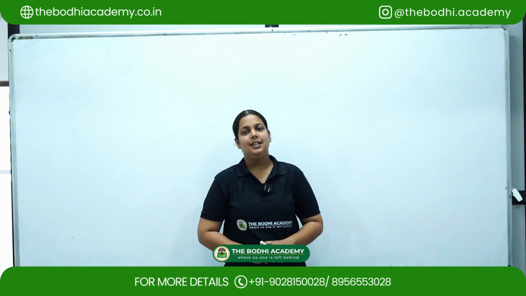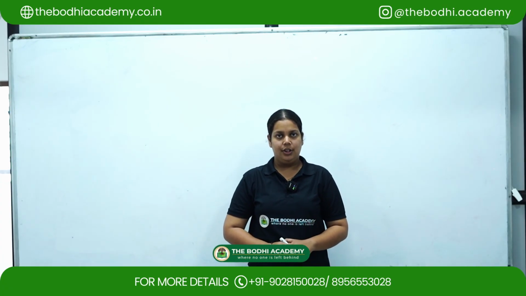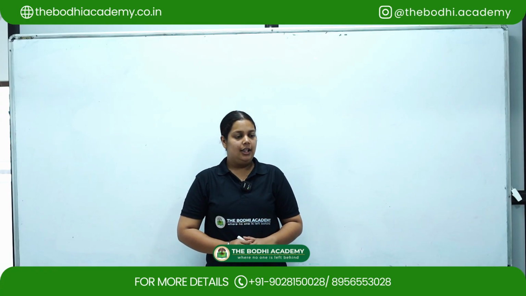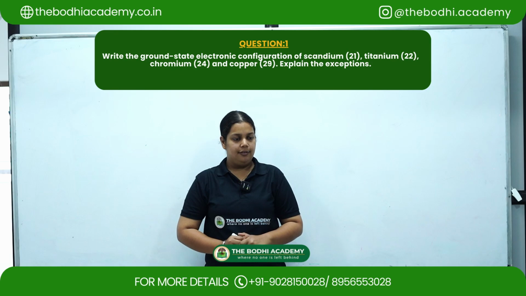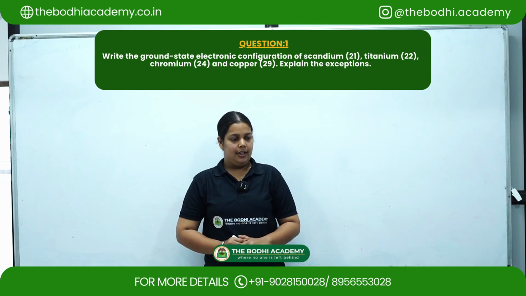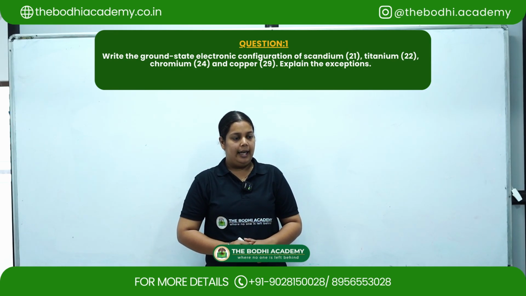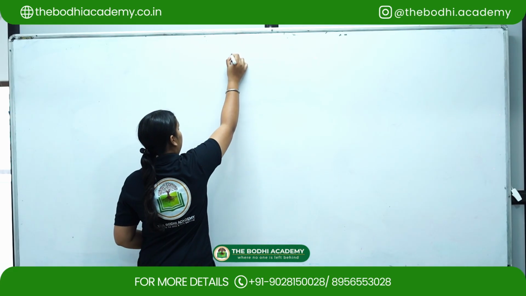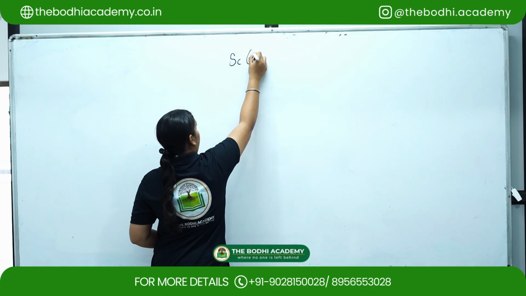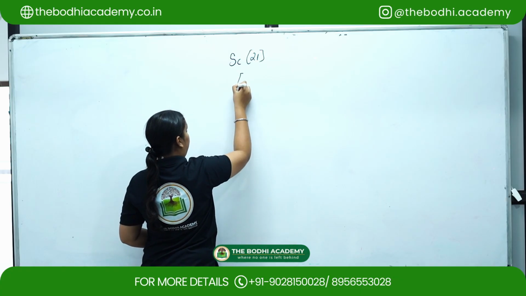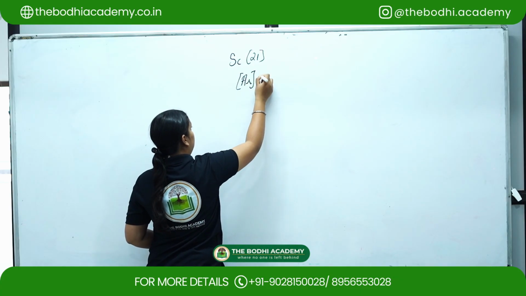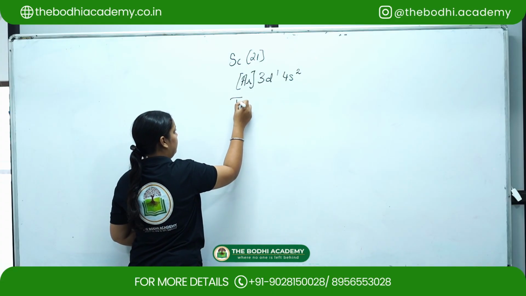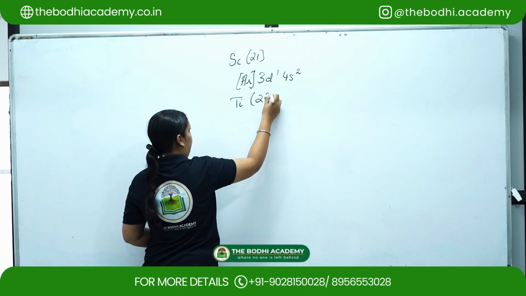In today's PYQ series, we are going to solve PYQs of 12th Chemistry, chapter D and F block elements. So let's solve the first question. Write the electronic configuration, ground state of scandium 21, titanium 22, chromium 24 and copper. Explain any exceptions. So for scandium, we have atomic number 21. So the EC will be argon 3d1 4s2.